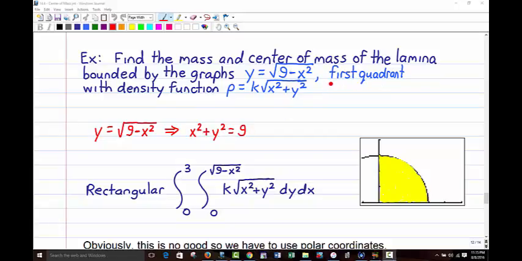Now it tells us up here that we are in the first quadrant, so that's how we know our circle is restricted. And in rectangular coordinates, this integral would be set up. Here's your density function, k times the square root of x squared plus y squared dy dx. As you go from 0, y would go from 0 to the circle, which is square root of 9 minus x squared, and then the x goes from 0 to 3. Well, this integral is obviously terrible, and we don't want to do it this way.